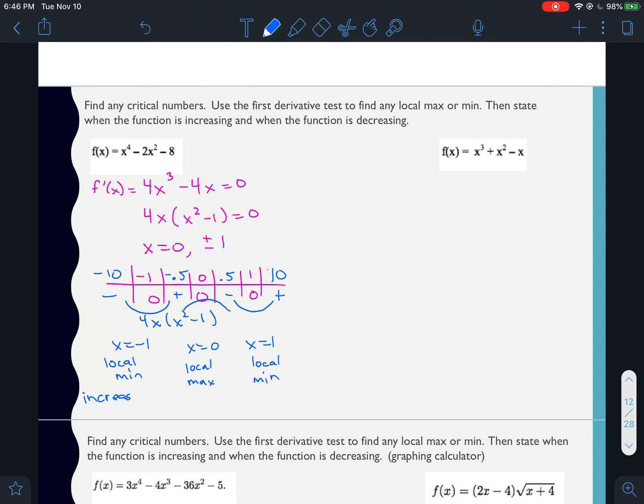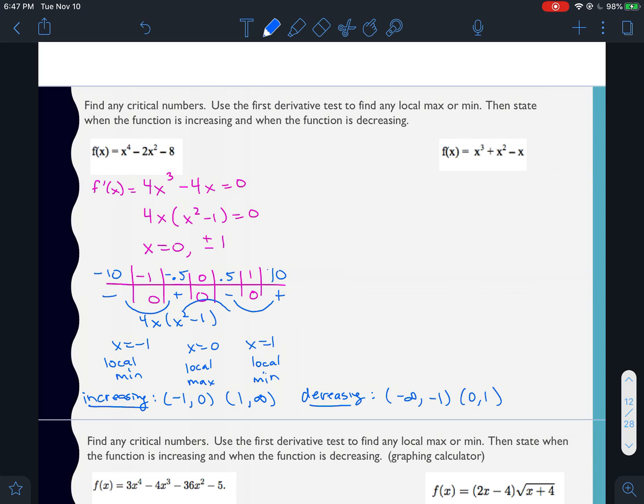And then where is the function increasing and decreasing? Well, where is the derivative positive and negative? Where the derivative is positive, my function is increasing. So it's increasing between negative 1 and 0, and then from 1 to infinity. And then my function is decreasing when the derivative is negative. So it is decreasing from negative infinity to negative 1, and from 0 to 1.